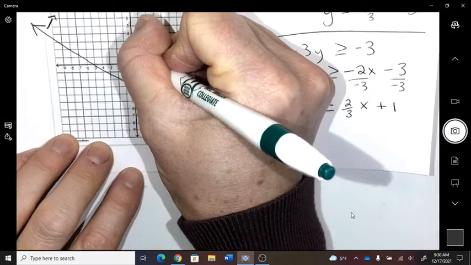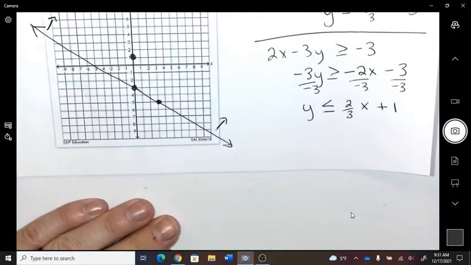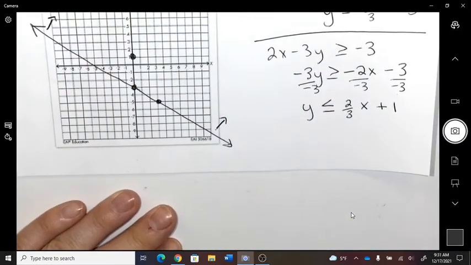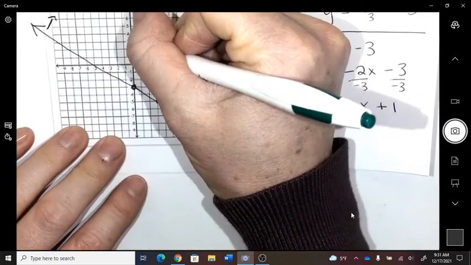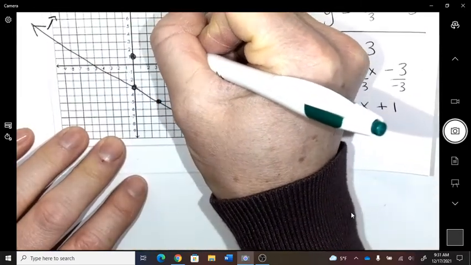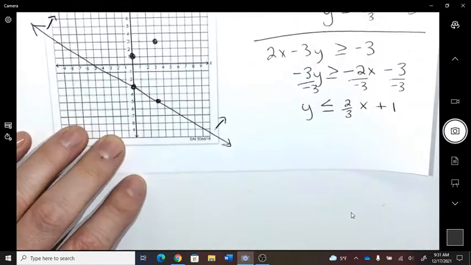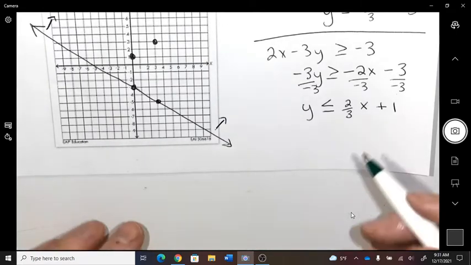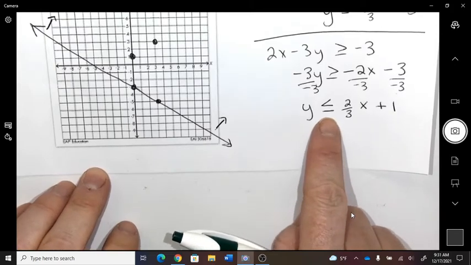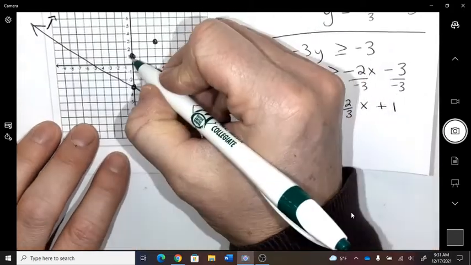So plus 1, that's a y-intercept. I'm going to go up 2, right 3. So once I have 2 points, I'm going to draw the line. Is it dashed or solid? And here it says I'm allowed to be equal to it. So I'm solid.